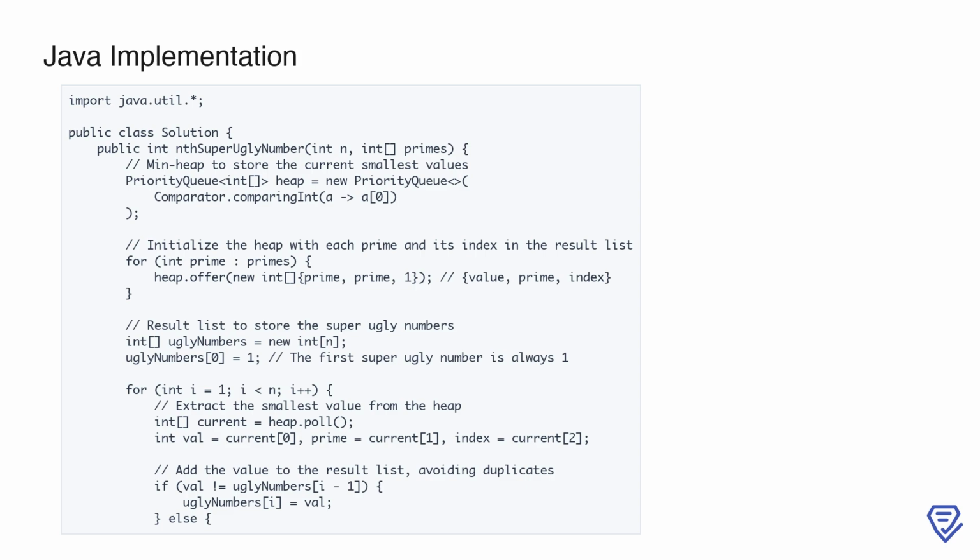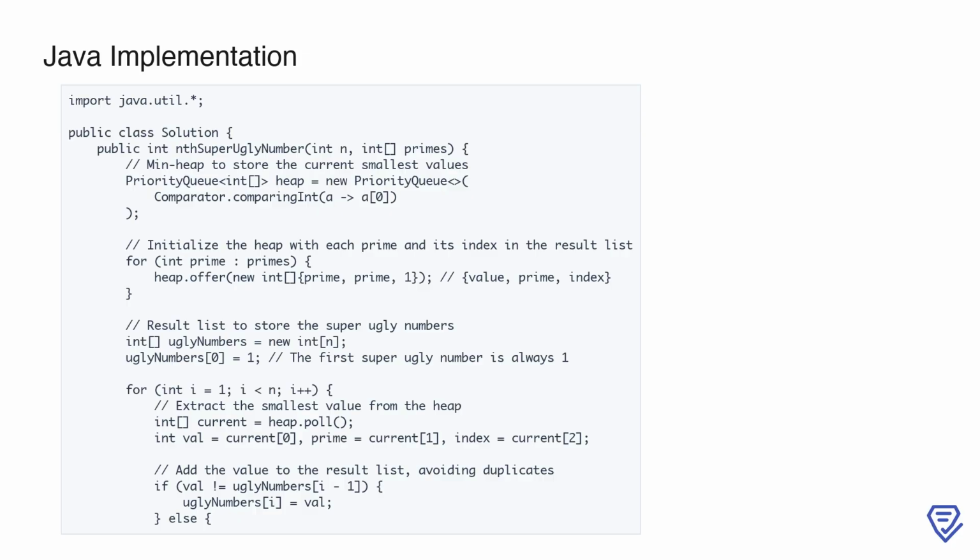Here, we begin by importing the necessary utilities and defining our solution class. The method int superUglyNumber takes two parameters, n, representing the position of the super ugly number we want to find, and primes, which is the array of prime numbers. To efficiently manage the computation, we use a priority queue, or min heap, which will always give us the smallest value at the top. Each entry in the heap is an array containing three elements: the current value, the corresponding prime, and the index from which the value was derived.